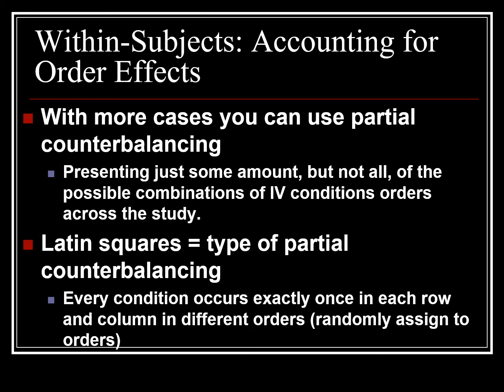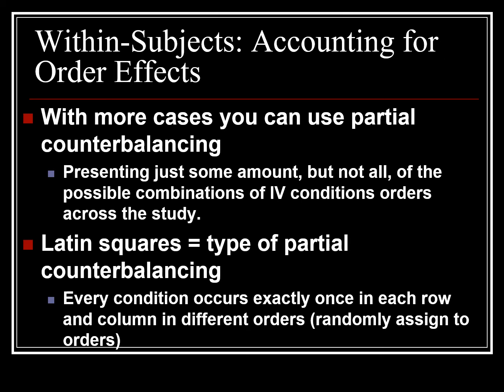So with more conditions, you can use partial counterbalancing. Present just some amount, but not all, of the possible combinations of the IV condition orders. And the idea there is to try to come up with at least an order where everyone's exposed to each IV in each position approximately an equal amount of time. We'll often do this if there's just not a large enough sample to use complete counterbalancing. And often what we'll do is use what's called a Latin square. A Latin square is the most common model for partial counterbalancing. Every condition occurs exactly once in each row and column, in different orders randomly assigned.